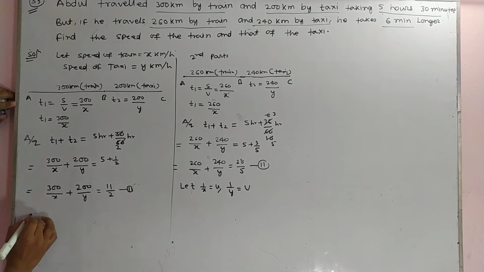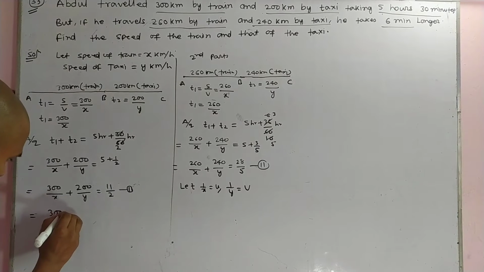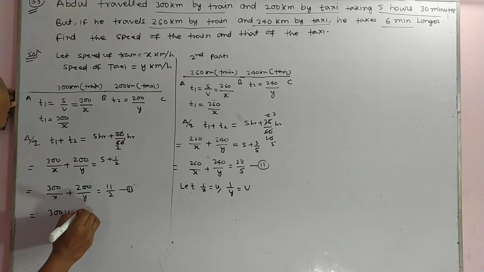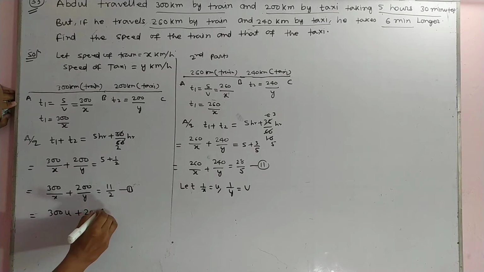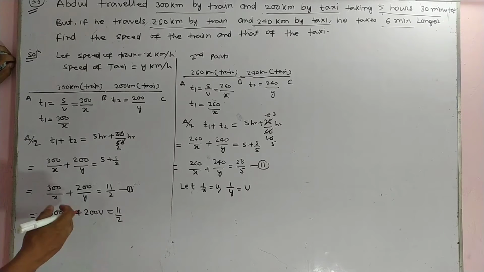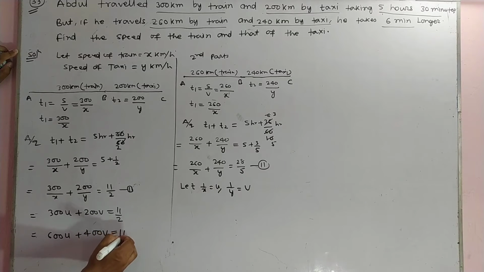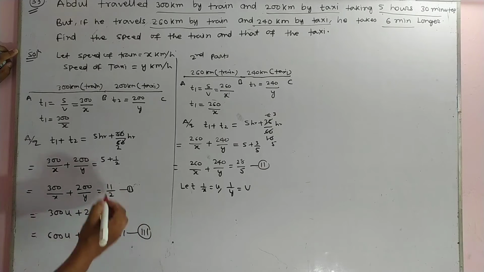This will become how much? 300 u, and this one becomes 300 u plus, and this one becomes how much? 200 v, equal to 11 upon 2. Okay, after solving it, 2 3s are 6, that is 600 u plus 2 2s are 4, 400 v equal to 11, and this will give equation number 3.